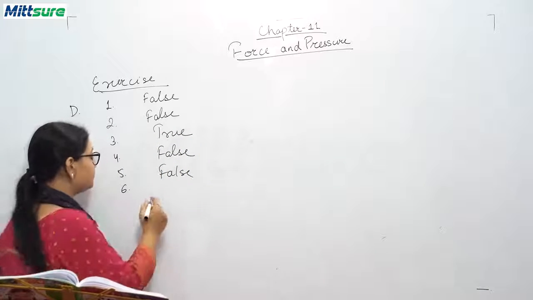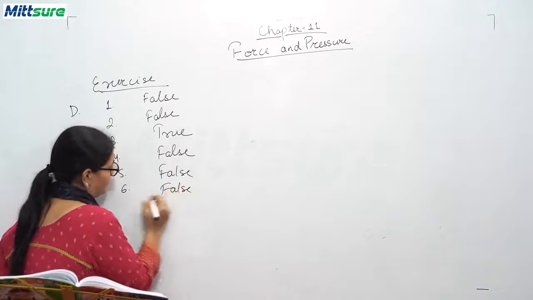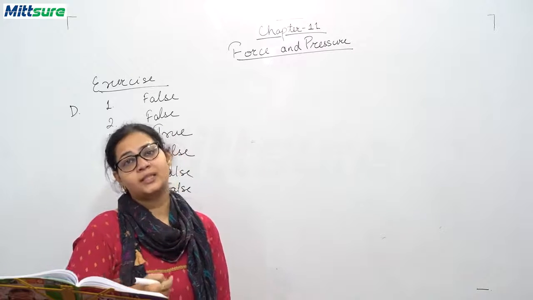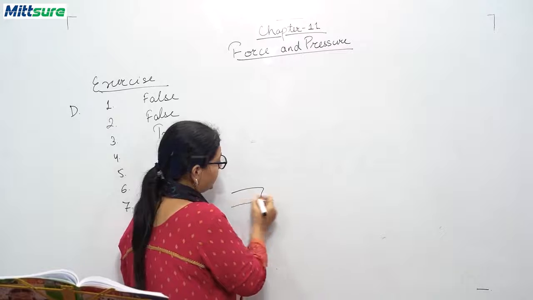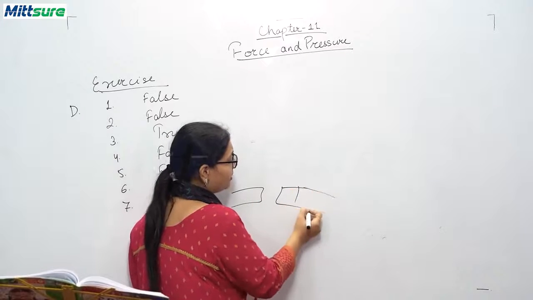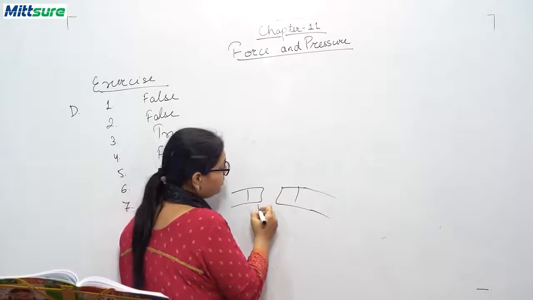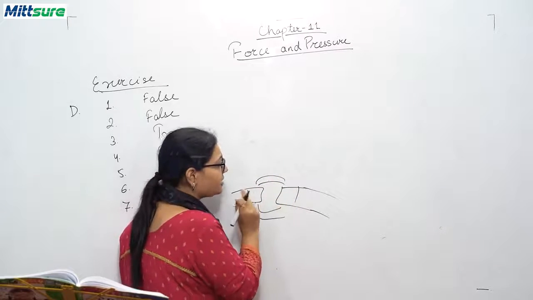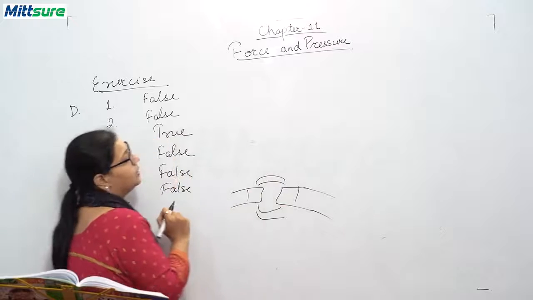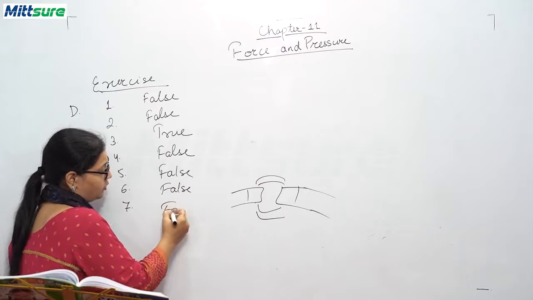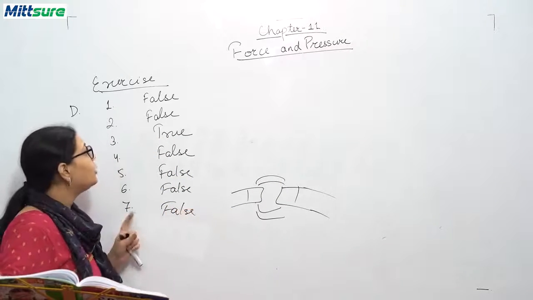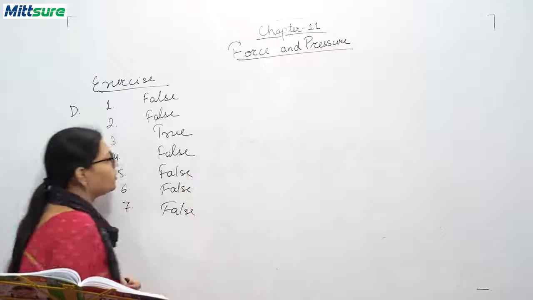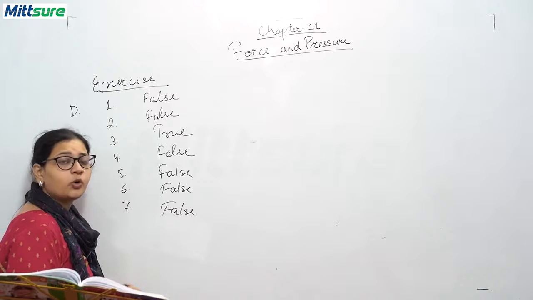Okay, so let me write down. Seventh, magnetic force increased with contact. Bacha, suppose these are the two bar magnets. The magnetic force between them will remain only as long as they are not in contact. As soon as they come in contact, that force will be nullified. Okay, so this is also false. Okay, only one is true and all others are false. Please note down these answers for this D question, that is true or false.